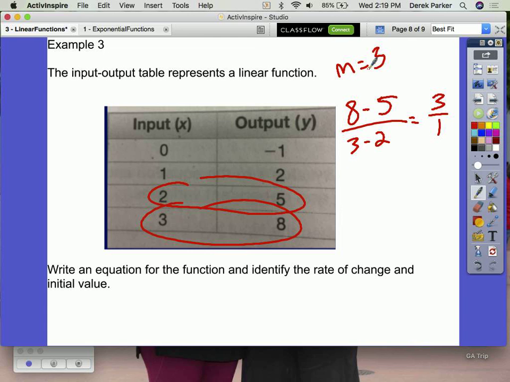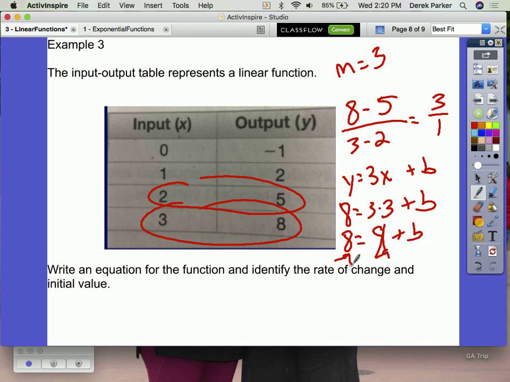Now, y equals 3x plus b. Now, to find b, choose one coordinate. I'm going to choose (3, 8). 8 equals 3 times 3 plus b. 8 equals 9 plus b, subtract 9. Negative 1 equals b. So my slope-intercept form equation is y equals 3x minus 1.